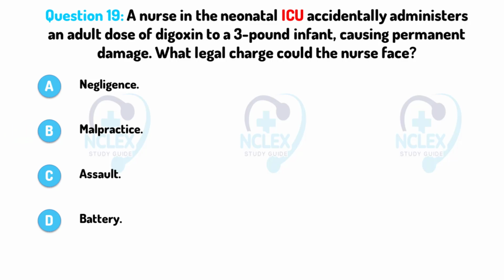Answer. B. Malpractice. Explanation. Malpractice occurs when a healthcare professional performs an act or fails to act that results in harm to a patient. Administering an incorrect dose of medication, especially one that causes permanent harm, constitutes malpractice.